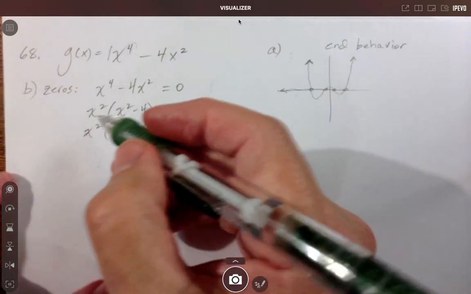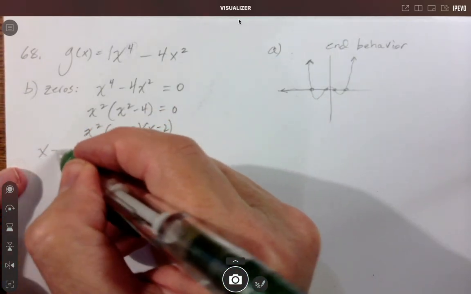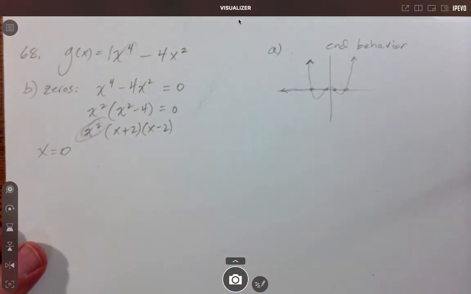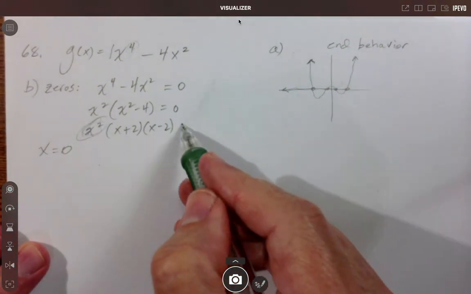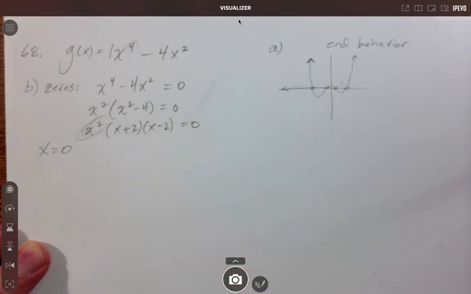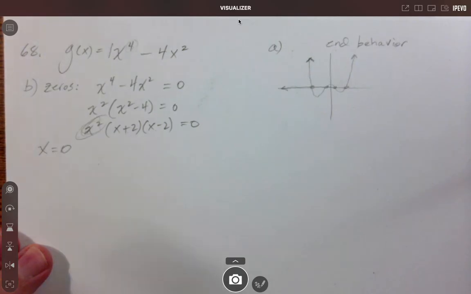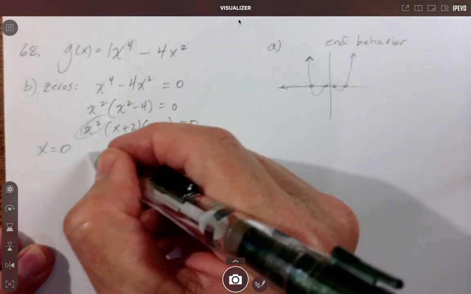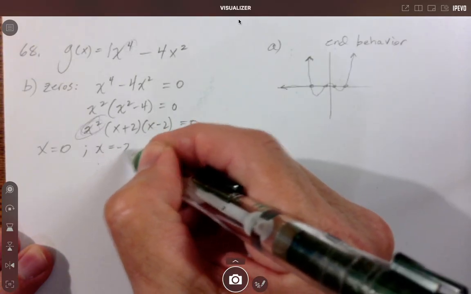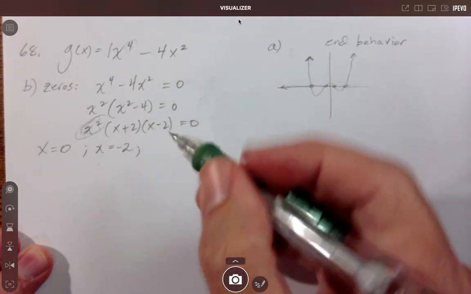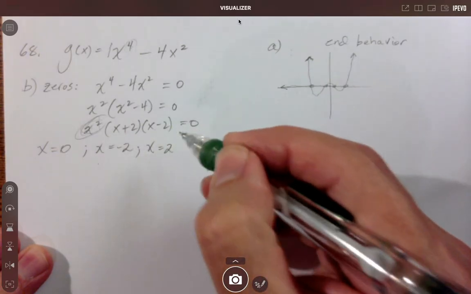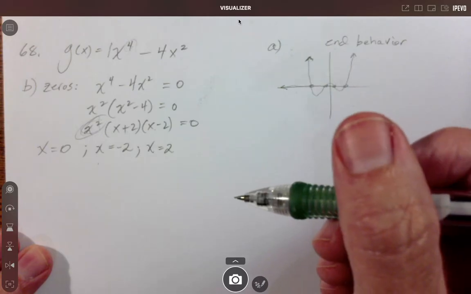So I know that x equals 0 for this part, right? Because if x is 0, then it doesn't matter what these are. 0 times that's going to come out to be 0. And then because x plus 2 is a factor, we know that x equals negative 2 is a 0. And because x minus 2 is a factor, we know that x equals 2 is a 0.